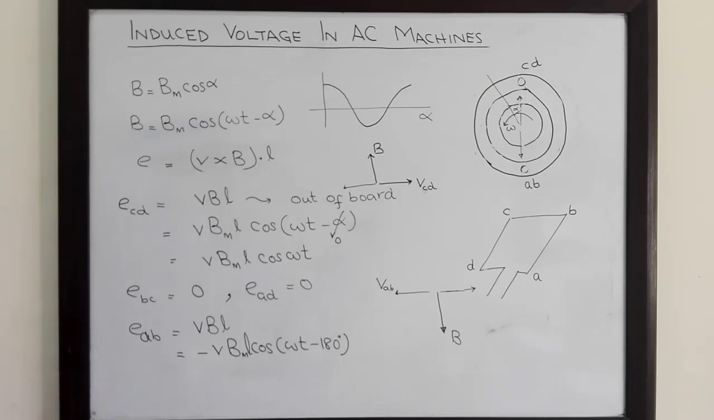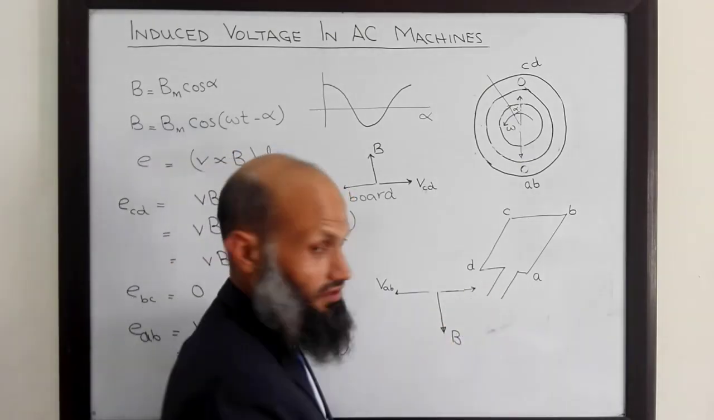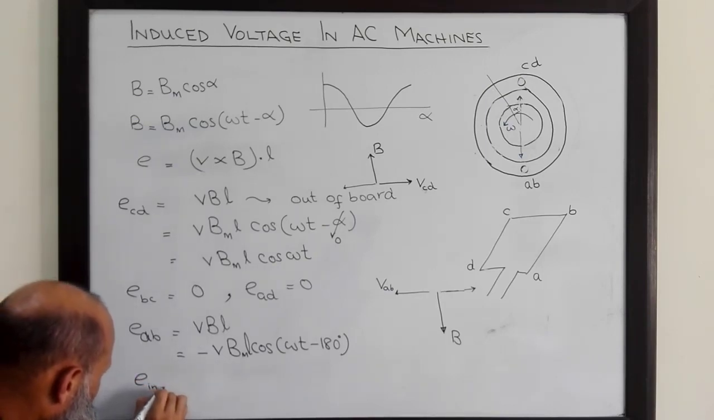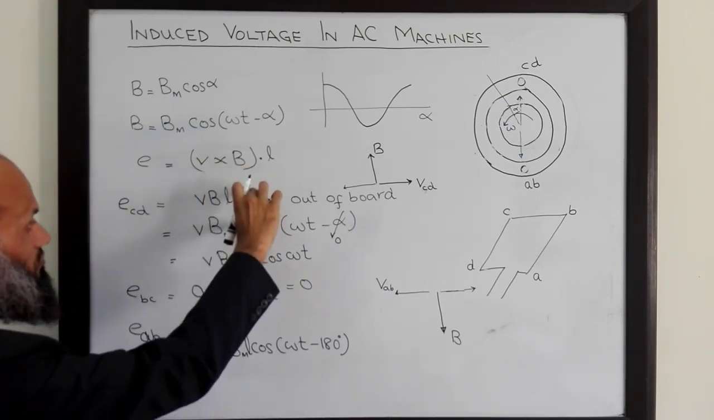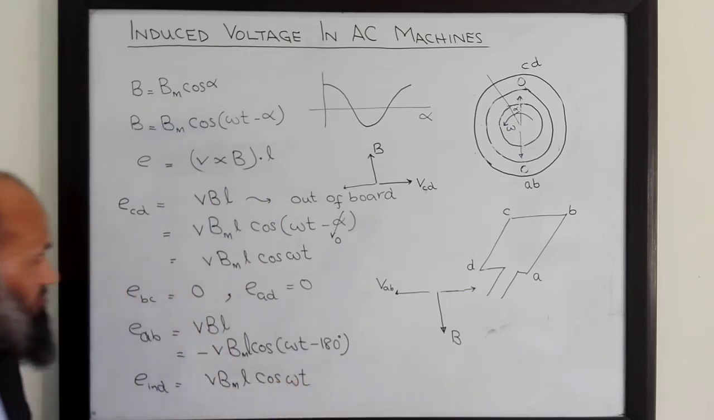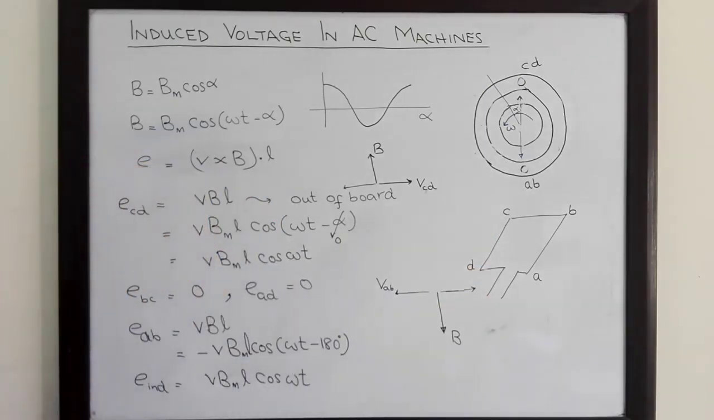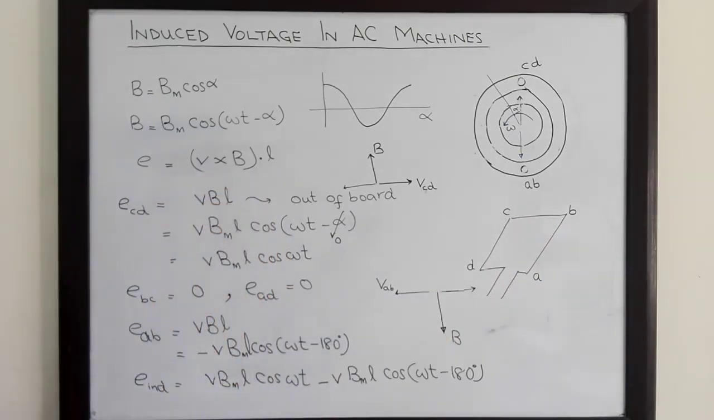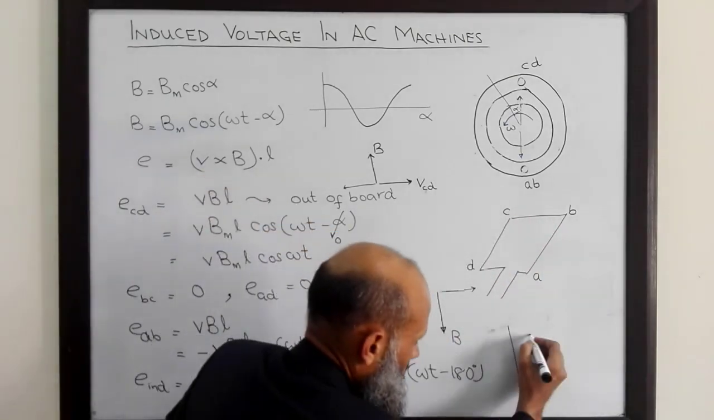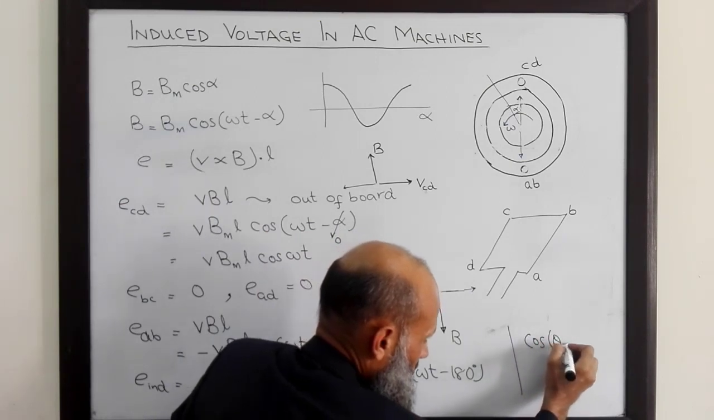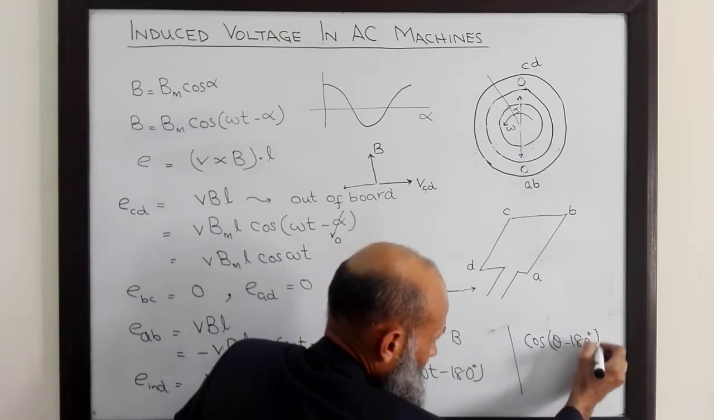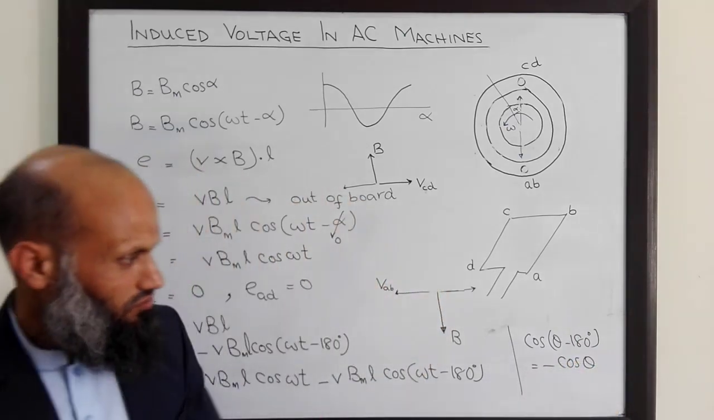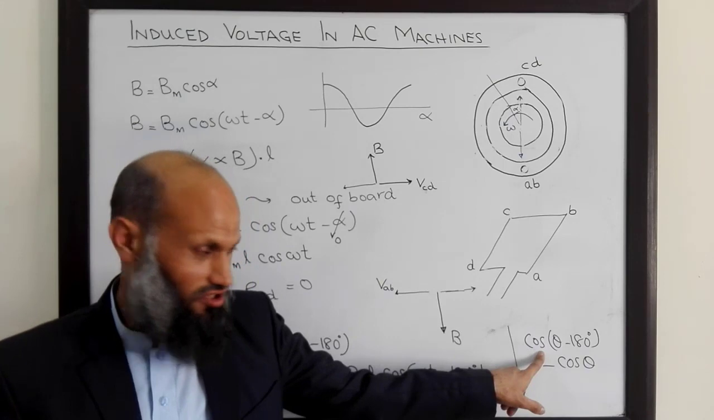Hence the total voltage that is induced in the coil is the sum of all these voltages, and therefore E induced is equal to the voltage induced in this segment and then the voltage induced in this segment. We also know that cosine of theta minus 180 degrees is equal to minus cosine of theta. That you can verify by expanding this trigonometric expression.